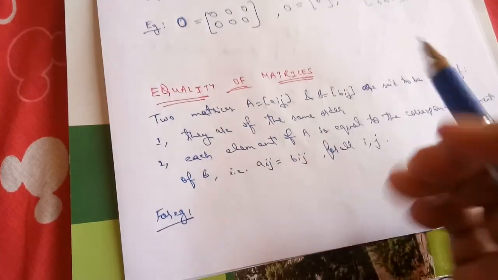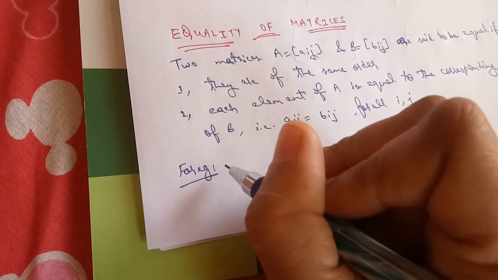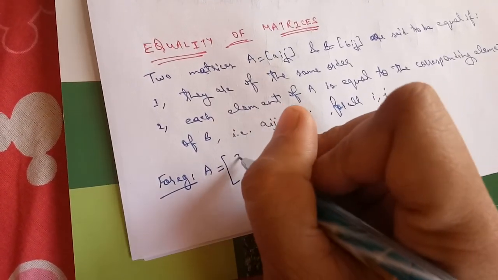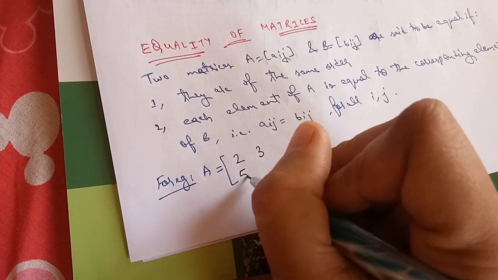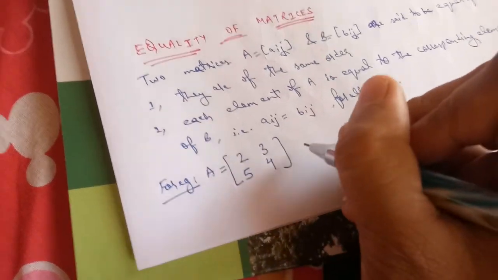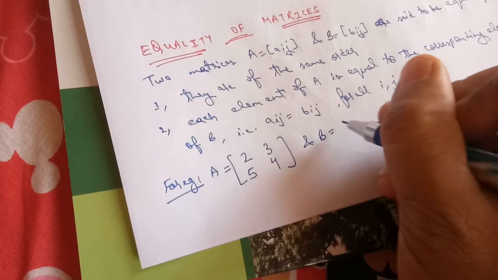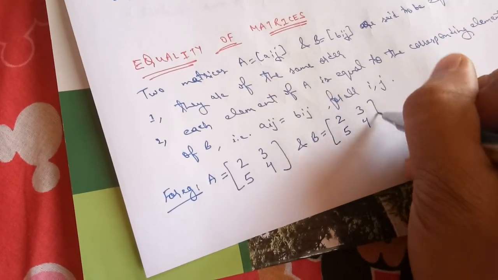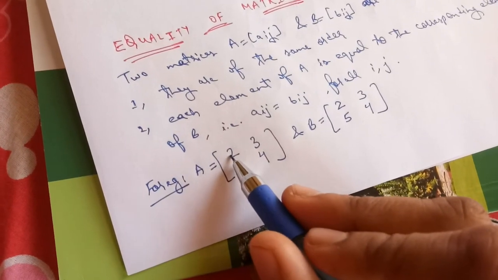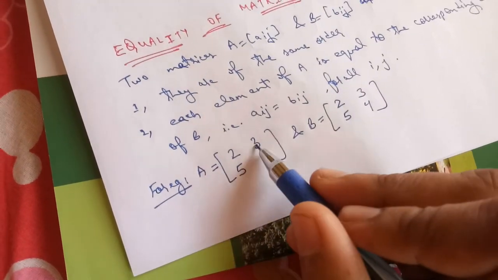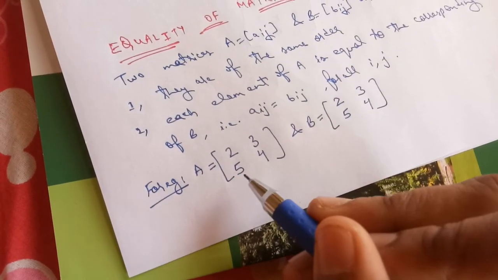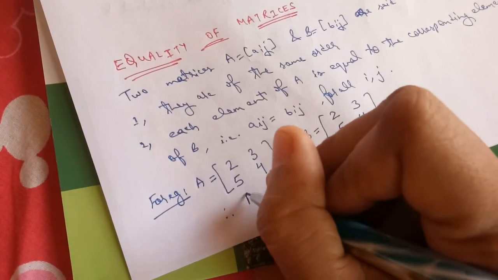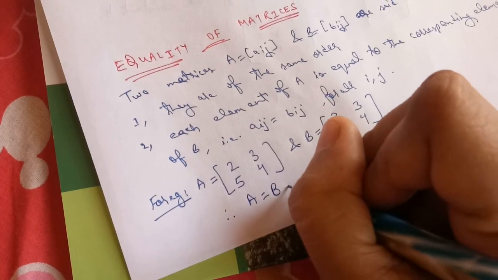Right, suppose we take an example. Suppose we take a matrix A equal to 2, 3, 5, 4, right, and matrix B, suppose we take it as 2, 3, 5, 4, right. So we can see that 2 here, 2 here, 3, 3, 4, 4, 5, 5 and 4, 4. So that means matrix A is equal to matrix B.